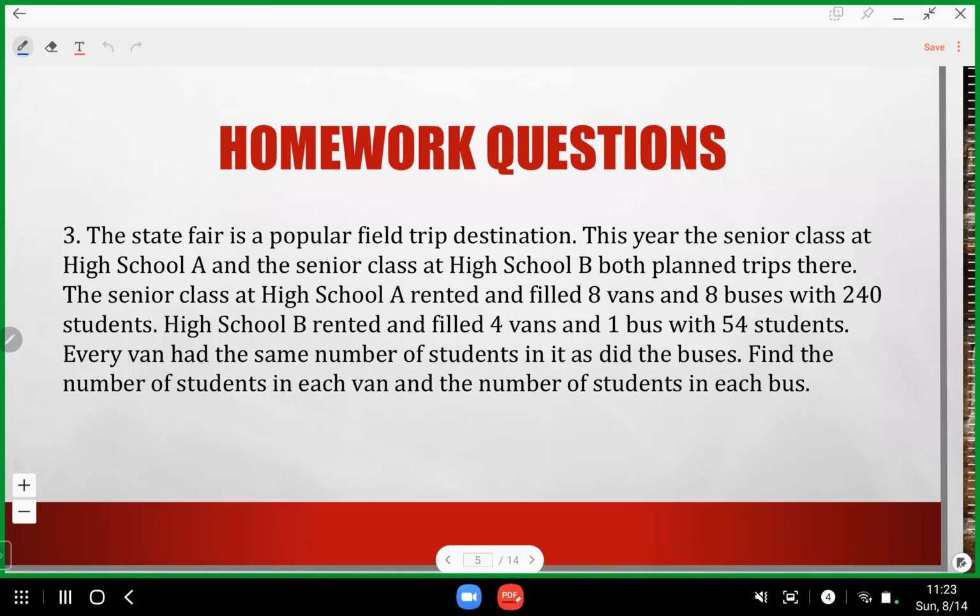All right, so the State Fair is a very popular field trip destination. This year, the senior class at High School A and the senior class at High School B both planned trips there. All right, so the senior class at High School A rented and filled 8 vans and 8 buses with 240 students. Okay. And High School B rented and filled 4 vans and 1 bus with 54 students.